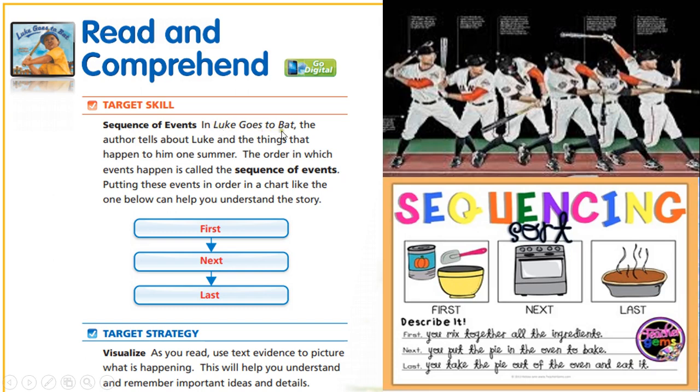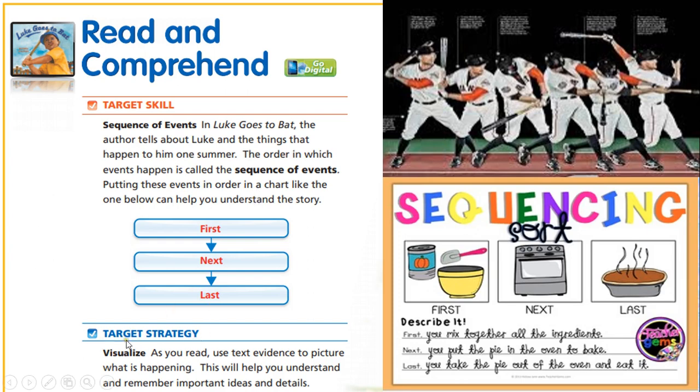So in Luke Goes to Bat, the author tells about Luke and the things that happened to him one summer. The order in which events happen is called the sequence of events. Putting these events in order in a chart like the one below can help you understand the story. So some stories are mentioned in time order. Why? Because you will learn that things first happen and then what happens later, and at the end what happened.